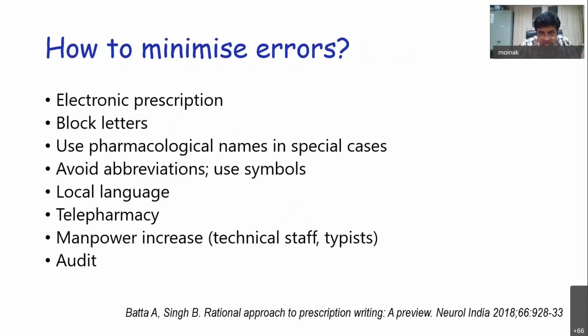Try and use pharmacological names wherever possible and in special cases. You may have a choice of a certain brand. For example, I showed you a sample prescription where that particular doctor only wants that particular brand. Maybe he or she has faith in that. But try and use pharmacological names wherever possible. Avoid abbreviations. OD, BD, TDS, PRN doesn't mean anything. Instead, use symbols, okay? If you use 101 or draw the tablets as circles, then the patient understands better.